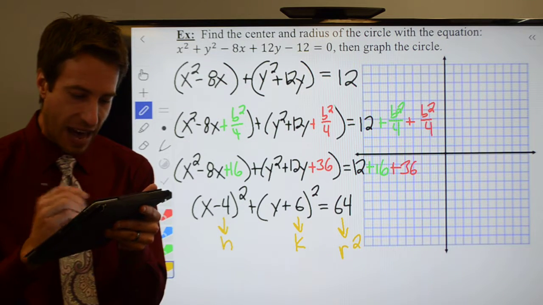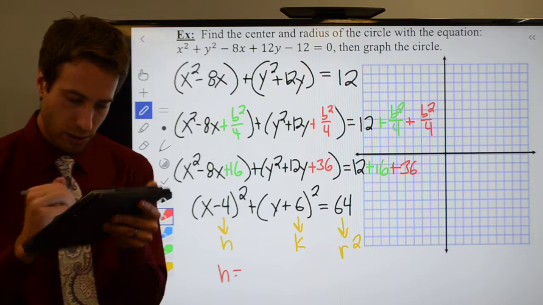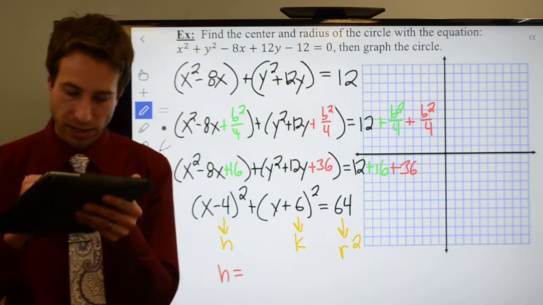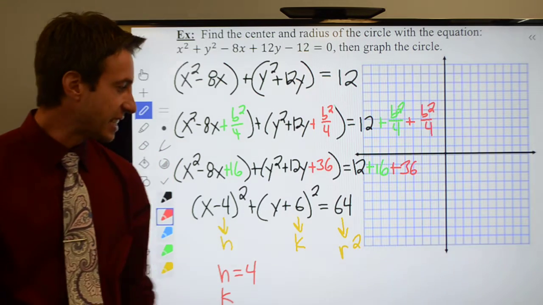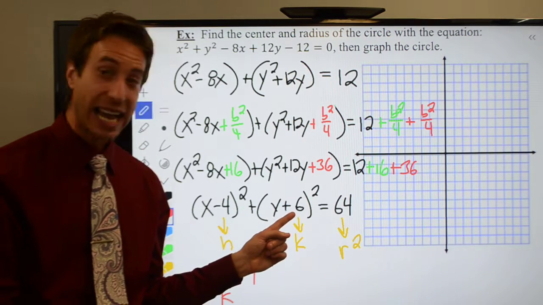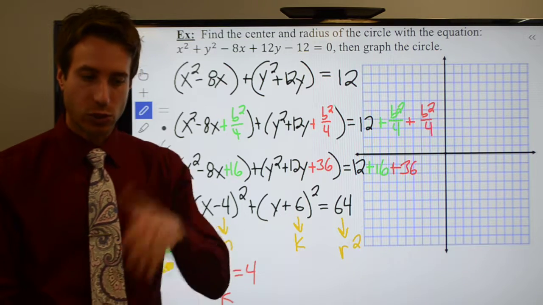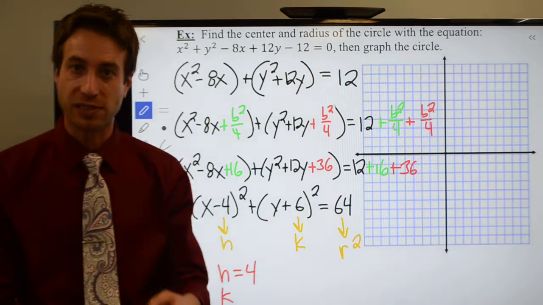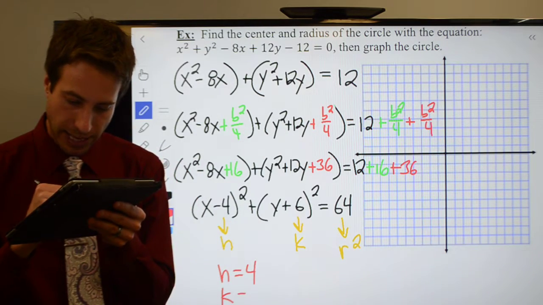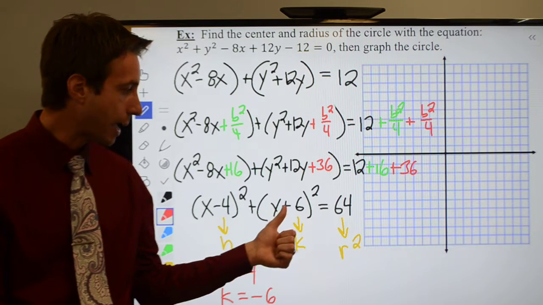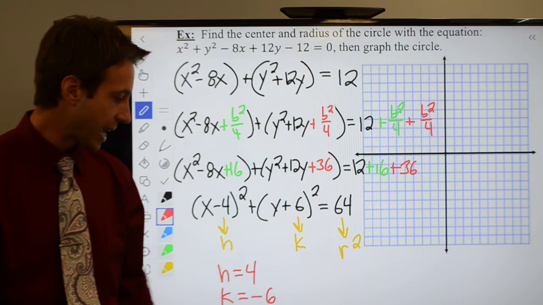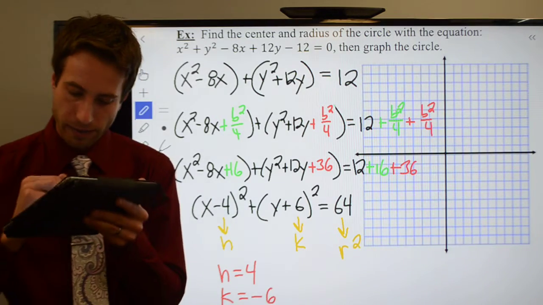I now know that the value of h, well, since it's x minus h, that means that my h is a positive 4. Since it's y minus k, but I have a plus 6, if it's y minus k, how do I get a positive sign in there? Well, the way it becomes a positive sign is if k is a minus 6, right? Because y minus a minus 6, the negative and the negative turn into a plus sign, so k needs to be a minus 6.